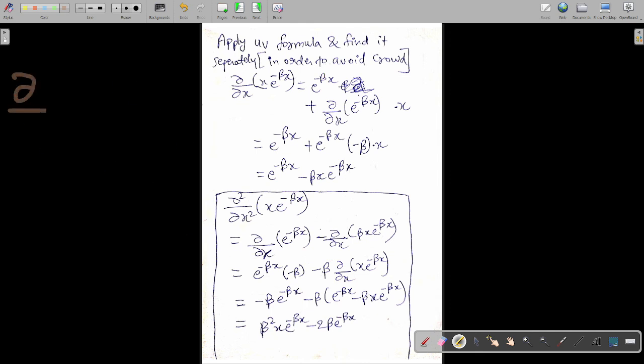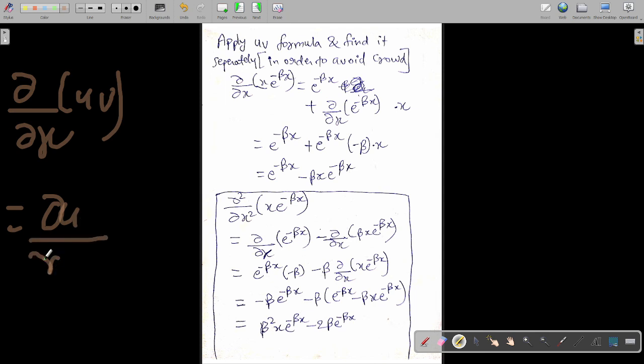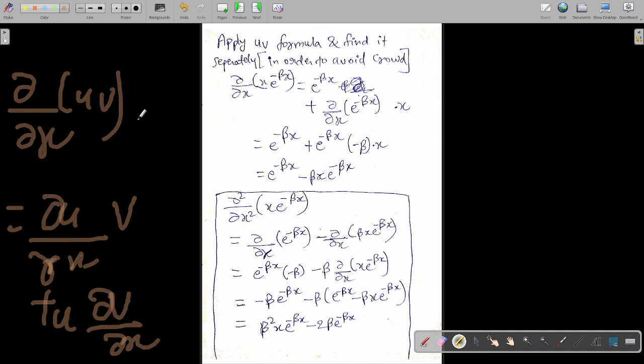Your UV formula says that you have to first of all take the differentiation of u, and then u del v by del x after that. So clearly this thing is visible that it will be the uv formula. So after using the uv formula you get this thing.